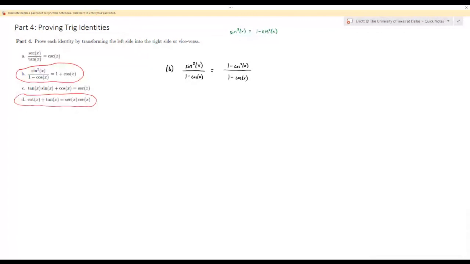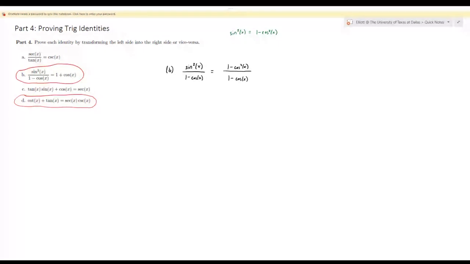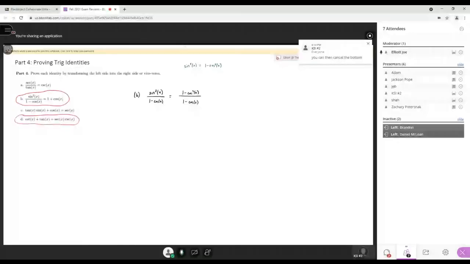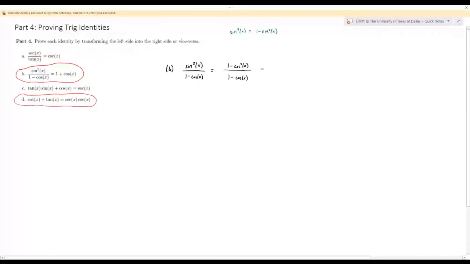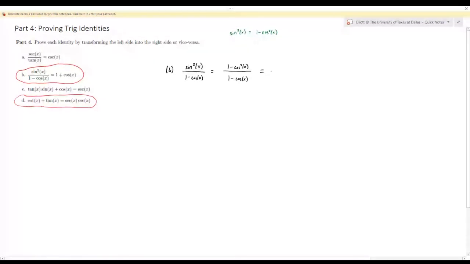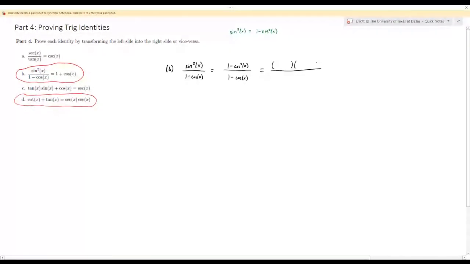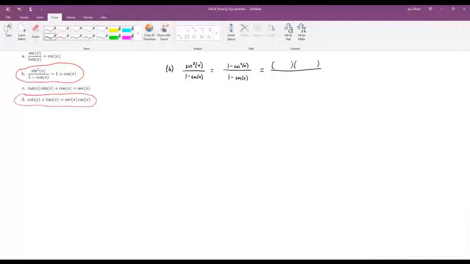Okay. So I see a couple things we could do here. Someone said that you can cancel with the bottom. To see exactly how it can cancel with the bottom, in the numerator we can factor what we have right now. In the numerator, what we have is a difference of squares.